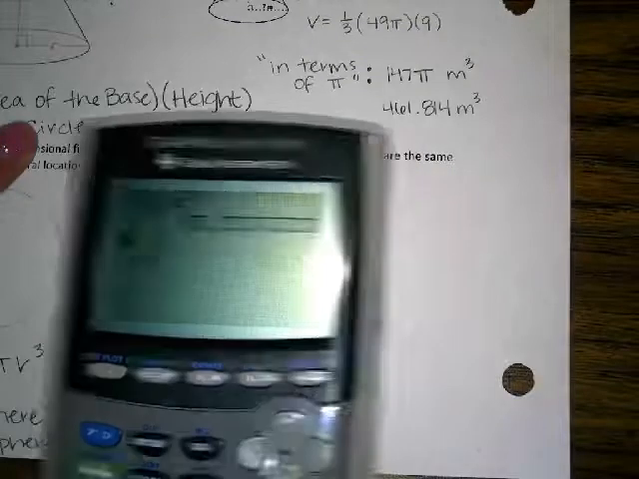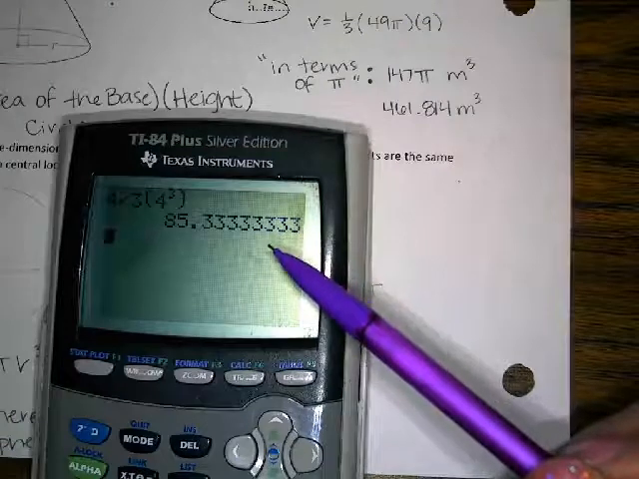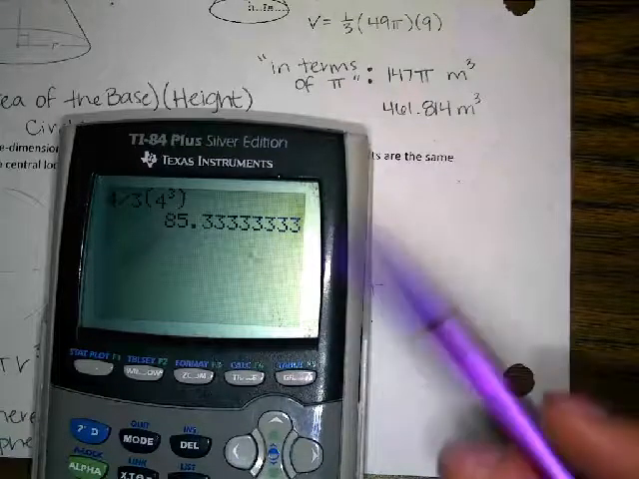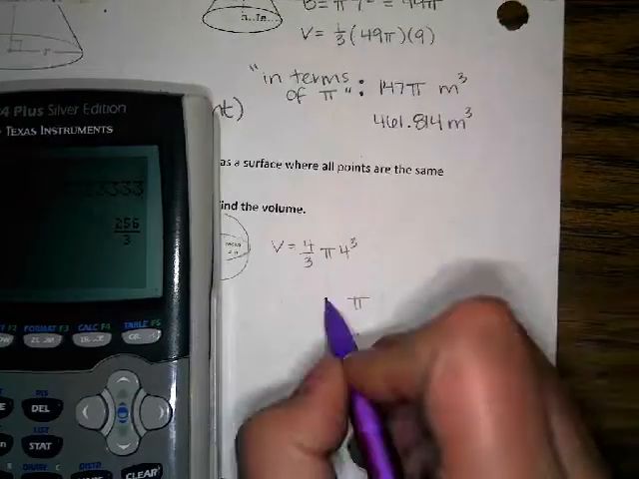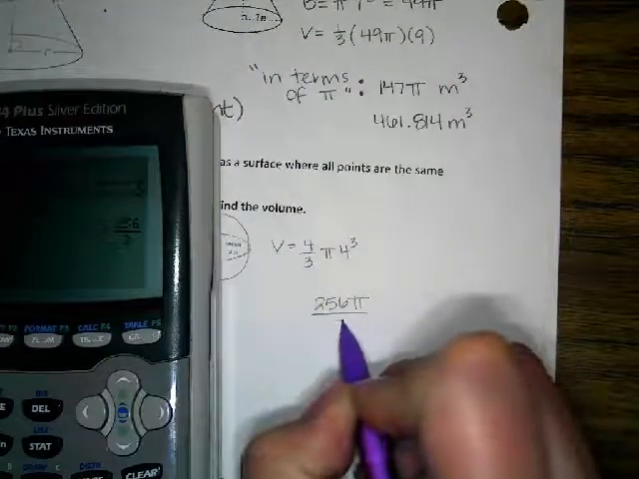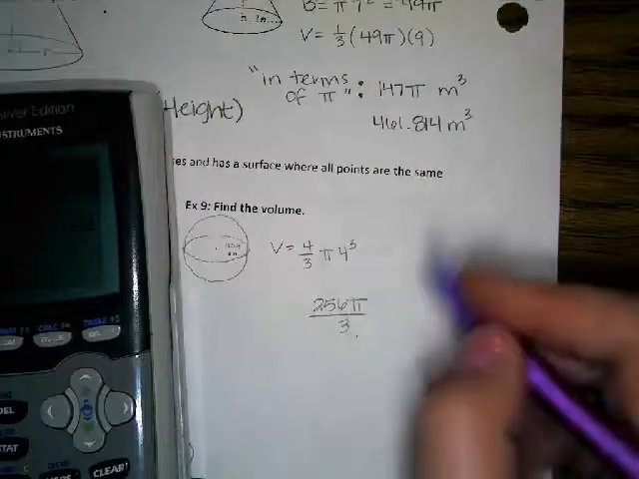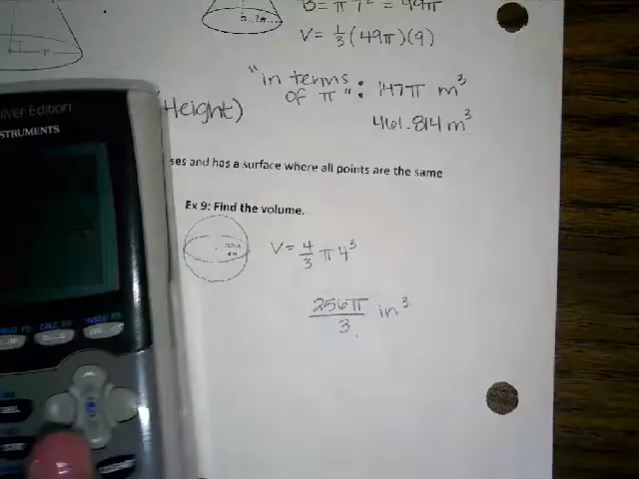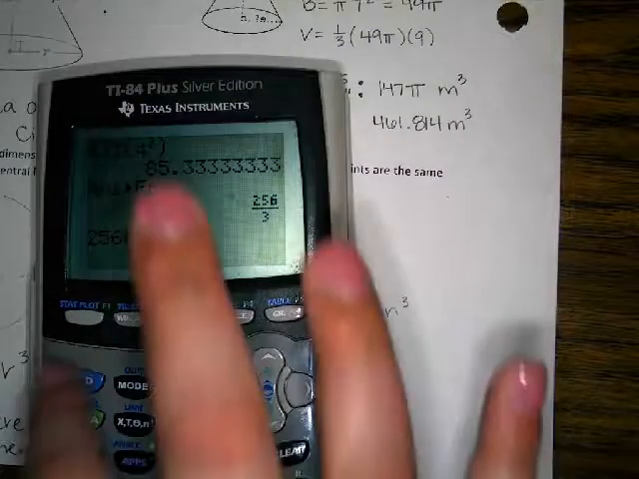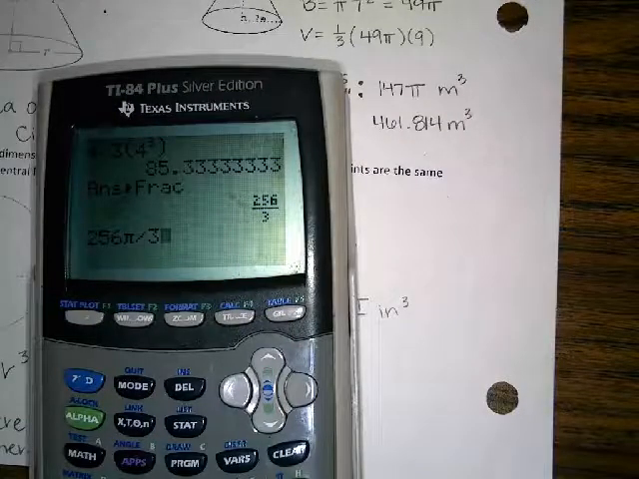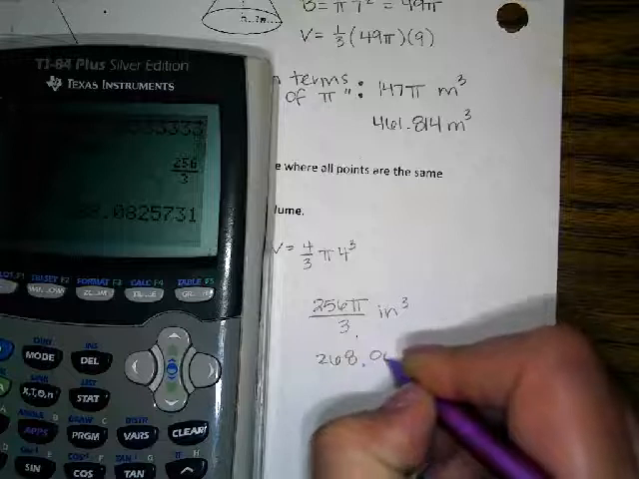Now, if my answer is exact and it's in terms of pi, I don't want to round a decimal, because that's not exact. So I'm going to turn this into a fraction, 256 thirds. So there's my in terms of pi answer. That's inches cubed. And if I want the approximate answer, I can type in the pi, and I get 268.083 inches cubed.